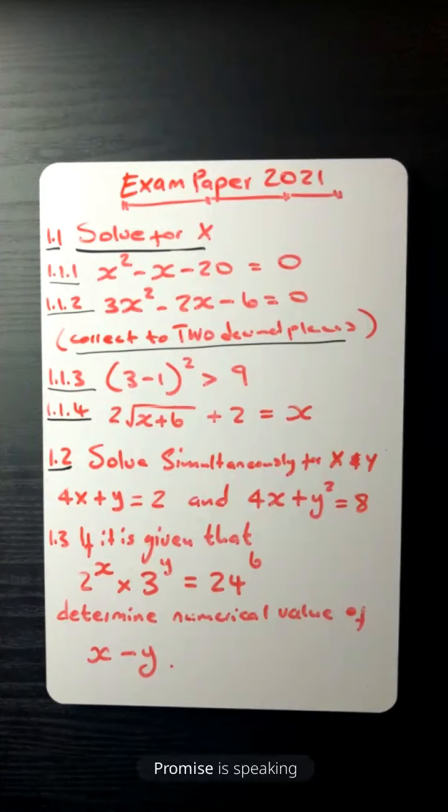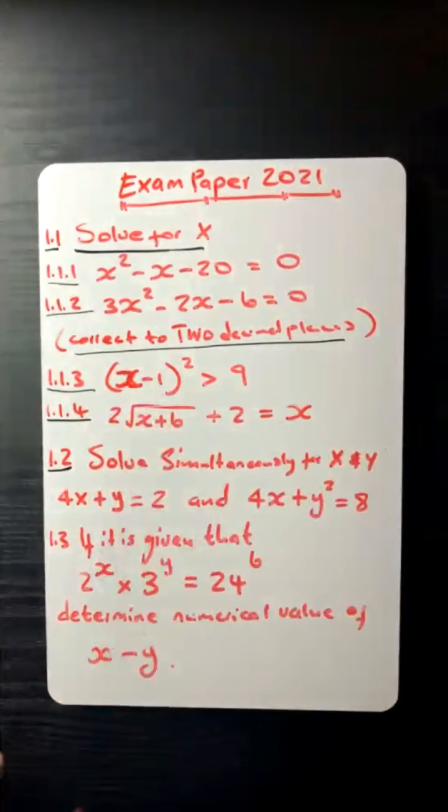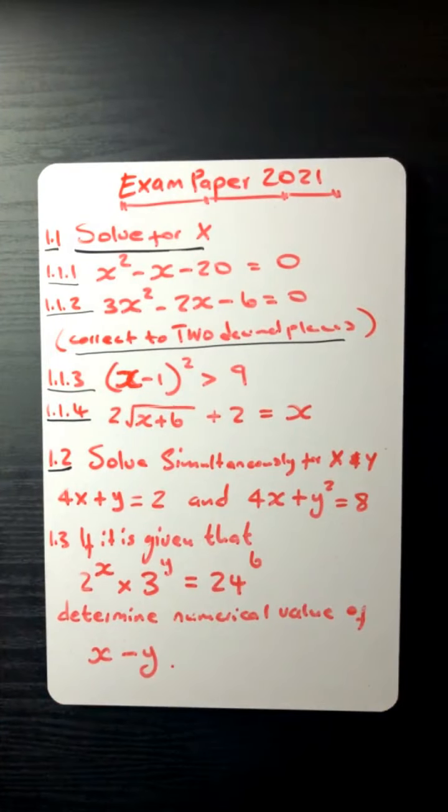So, 3 minus 1 all squared, then close bracket, greater than 9. Let me check it. There's something. Let me quickly check it. Yeah, no, it's x. I agree. So let me correct that one over there. So that means it's x minus 1 close squared greater than 9.